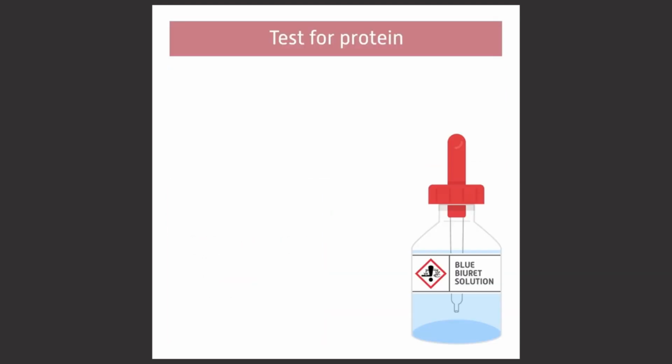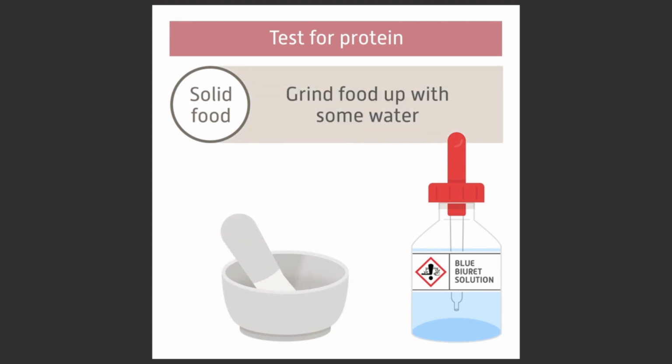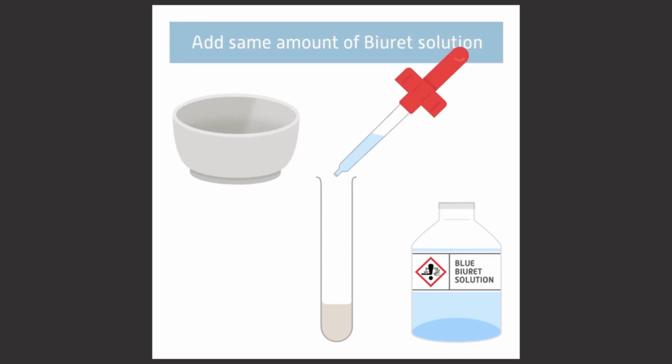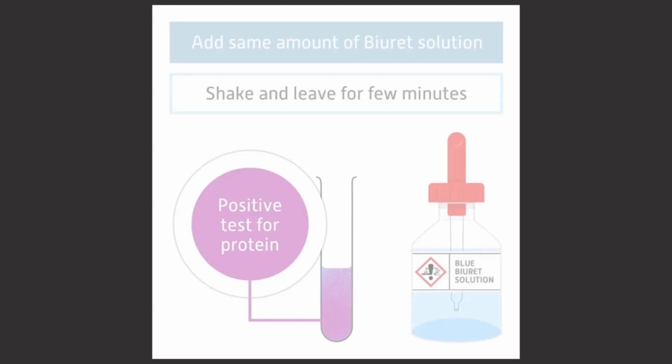To test food for protein, you would use pale blue Biuret solution. If the food is solid, you will get a clearer result if you grind the food up with some water in a pestle and mortar and decant about 1 cubic centimetre of the liquid, which is about a fingertip's depth, into a test tube. Add about the same volume of Biuret solution, give it a shake and leave for a few minutes. A positive test for protein is a purple colour.